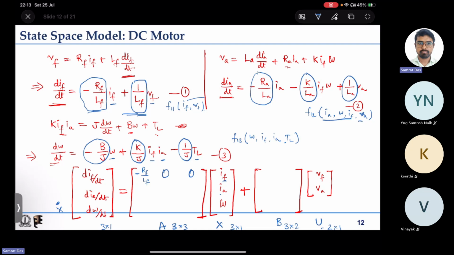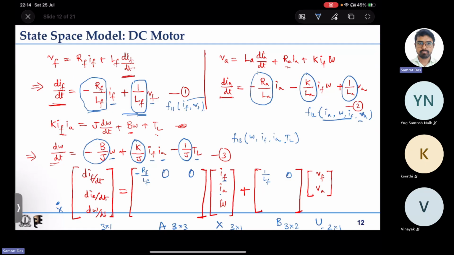And the other part, the input part, we will have the first term to be 1 by LF. 1 by LF will get multiplied by VF. It does not depend on VA. So this term will be 0. So this is the representation of the first equation, which is there in the first row of the matrix equation.